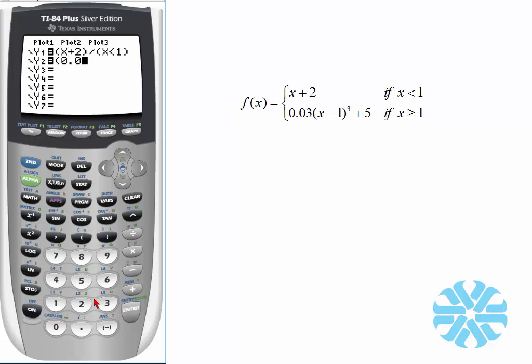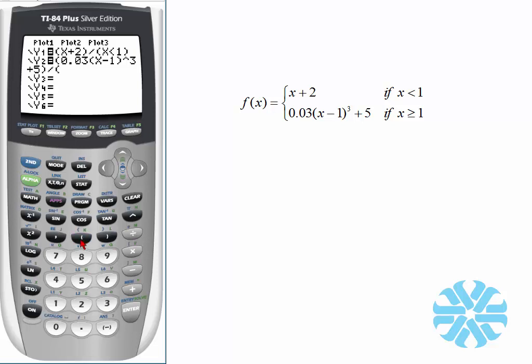So 0.03 times the quantity x subtract 1, close the grouping symbol, raise that to the third power, and then add 5. And now we're going to close this function with the right-hand parenthesis. So the entire function is within a grouping symbol. Now we're going to separate this function and the interval by using the divide symbol. And again, the interval needs to be in a grouping symbol.